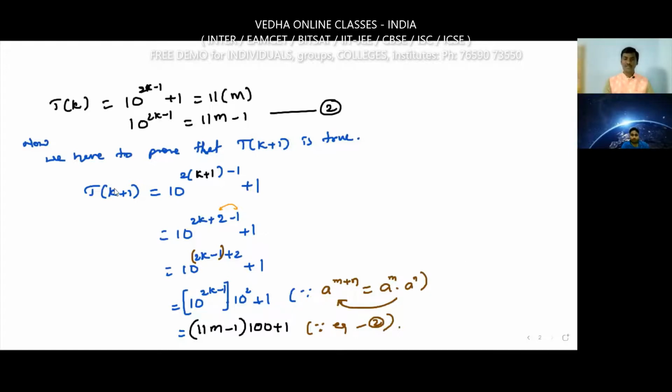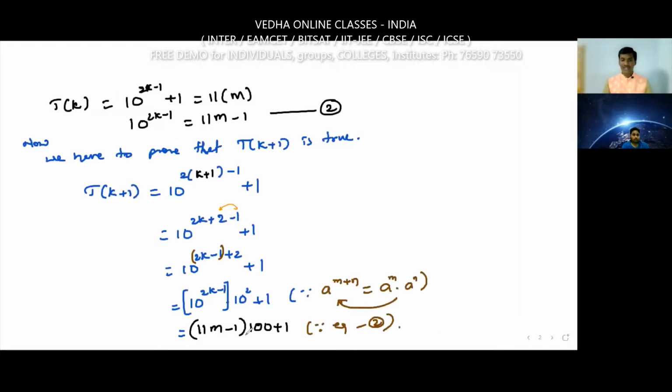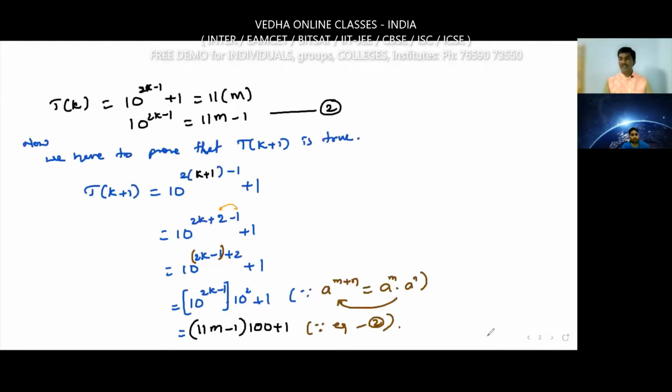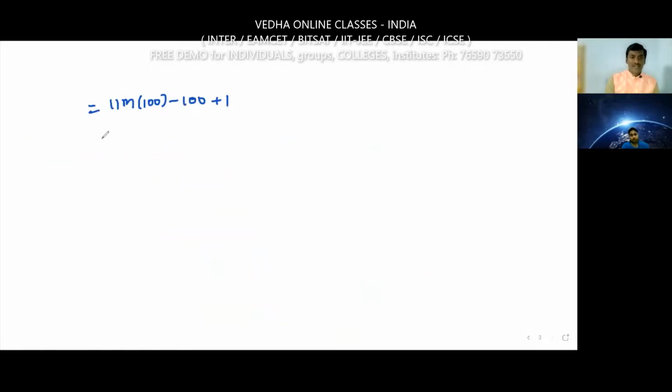Now multiply inside. 100 into 11m, so 11m into 100. I am multiplying. Minus, we have 100 into minus 1, that is minus 100, and plus 1 we have. Write this plus 1 as it is. Understood? So now I am writing this 11m into 100 as it is, or otherwise we can write 1100m also. Minus 100 plus 1 is minus 99.